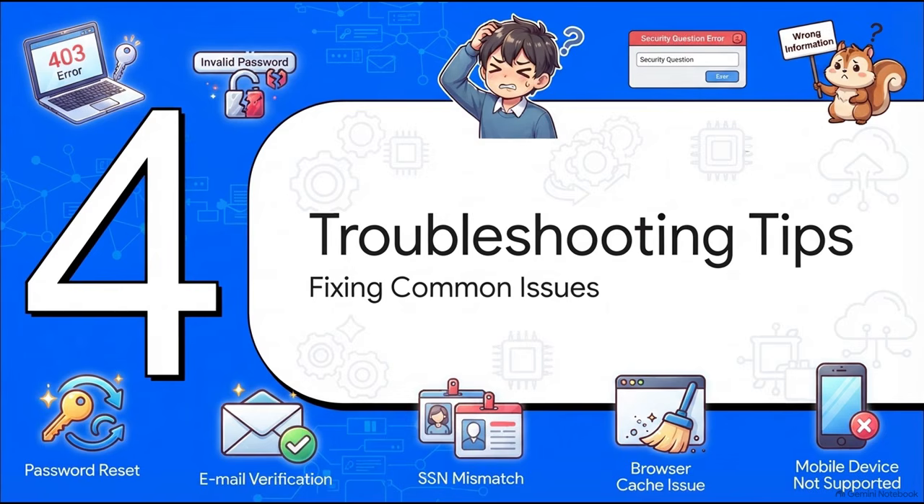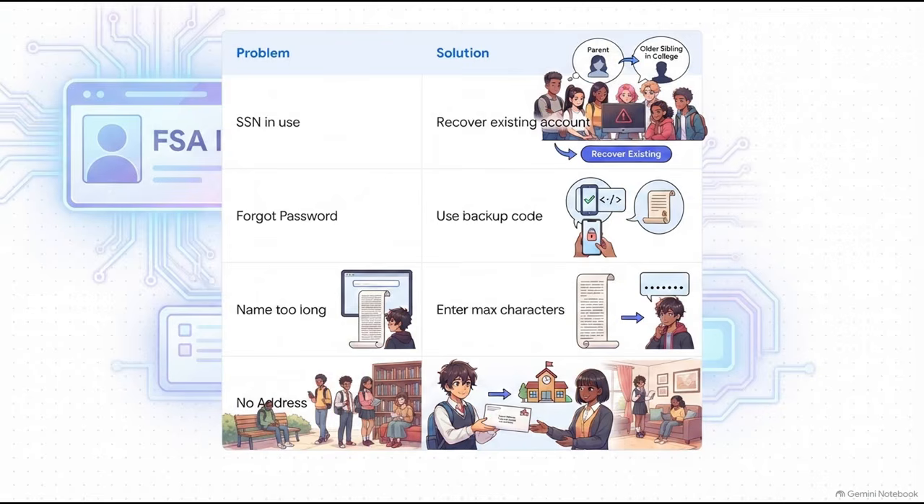Fixing some common issues you might run into. So, you hit a roadblock. Here are the easy fixes. If you get an error saying your SSN is already in use, that means an account already exists. Think about it. If an older sibling went to college, your parent might already have an account. Never try to create a duplicate. It causes major system delays. Just recover the existing one.